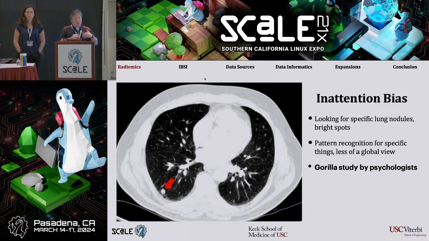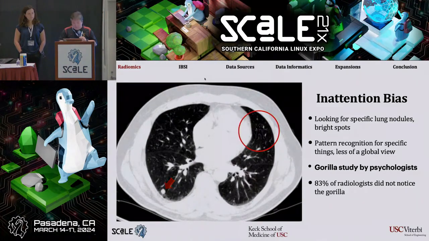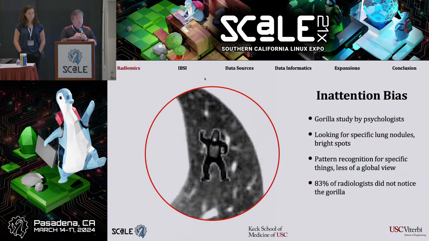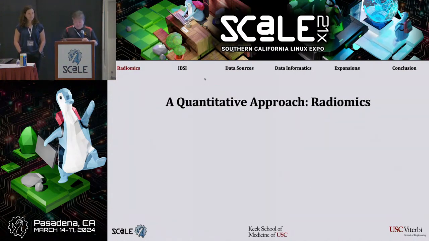Except when you show them an image like this, there is an inattention bias in that if they're not looking for it, they might not see it. For example, most of the radiologists shown on this, 83% of them, didn't notice that there was a gorilla implanted in the image. That shouldn't cause you too much concern considering they did find the cancer, which is what they were looking for. But again, they didn't find the gorilla, which, who knows?